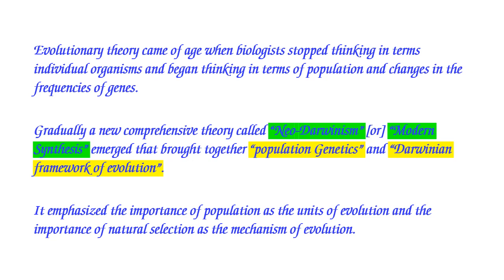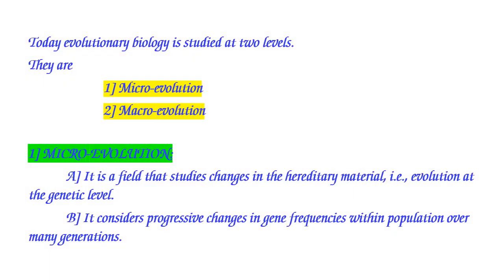It emphasized the importance of populations as the units of evolution, not individual organisms, and the importance of natural selection as the mechanism of evolution. Today, evolutionary biology is studied at two levels: microevolution and macroevolution.